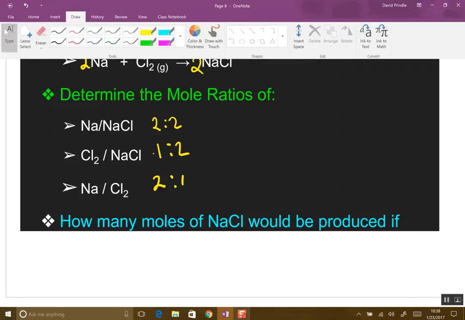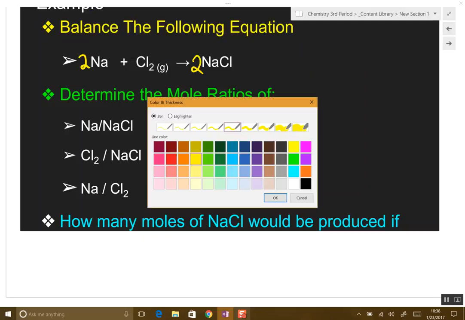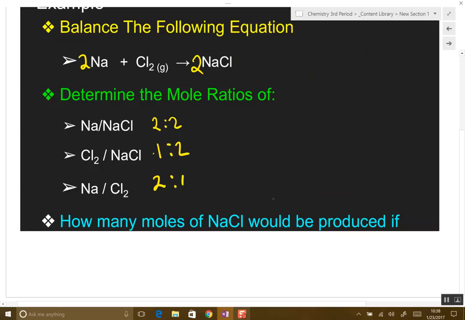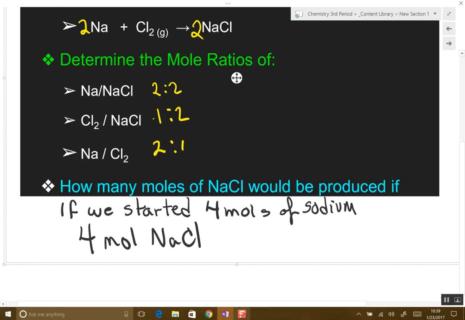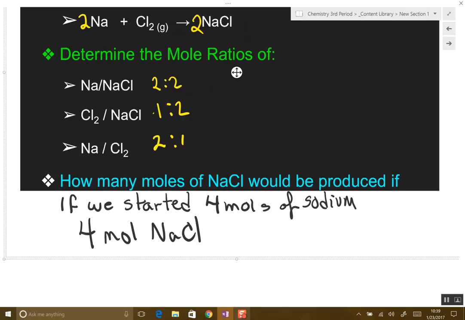How many moles of sodium chloride would be produced if we started with four moles of sodium? Why do you say four? Basically, it's a 1-to-1 ratio, right? Because you could simplify that. So it would be 4 moles of sodium chloride. How many moles of chlorine gas would you need? Two, because the ratio between sodium and chlorine is 2 to 1 or 1 to 2, so you need 2 moles of chlorine gas.